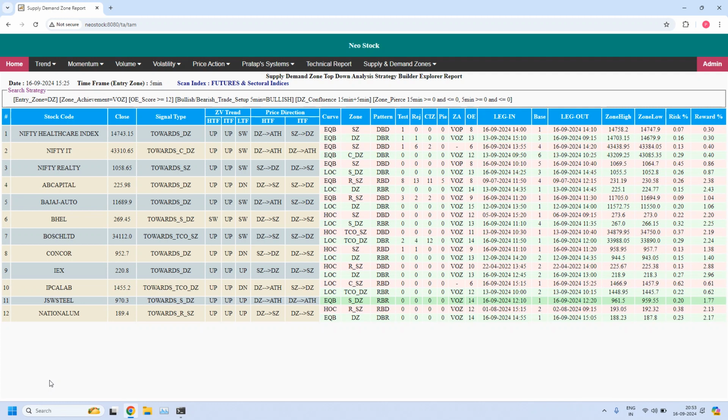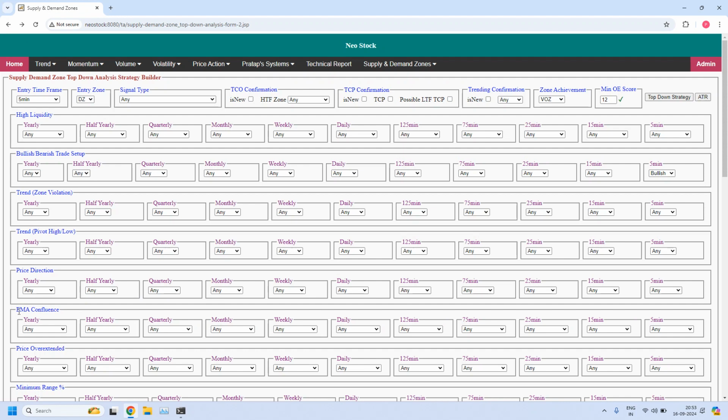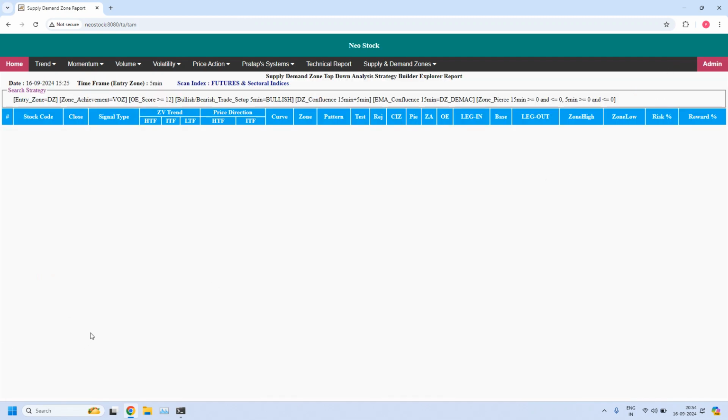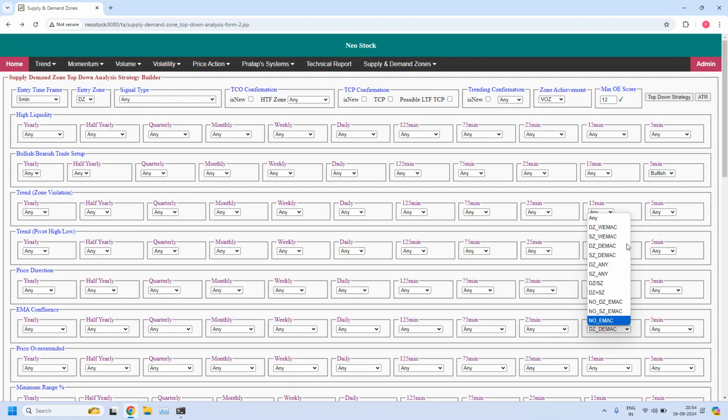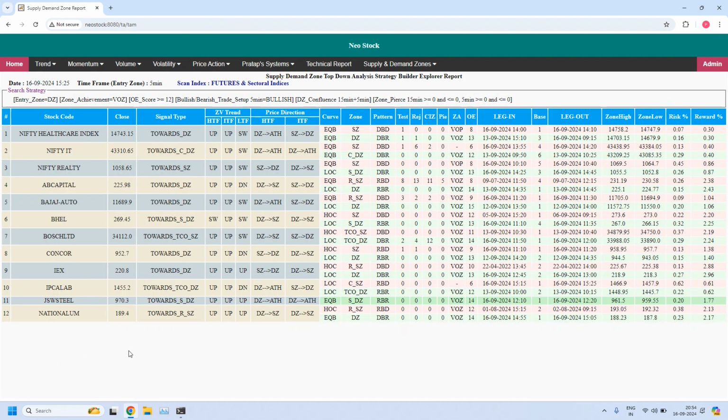Okay. Now if any of these 15-minute zones are having daily EMA confluence, they are high probability trade setups. So let's verify. In the EMA confluence, in the 15 minutes time frame, 15 minutes demand zones having daily EMA confluence. No, none of the stocks are having zone confluence. So no issues, we can remove this filter. So without EMA confluence, how many were filtered earlier? 12 stocks. Now out of these 12, how many are having HTF confluence?